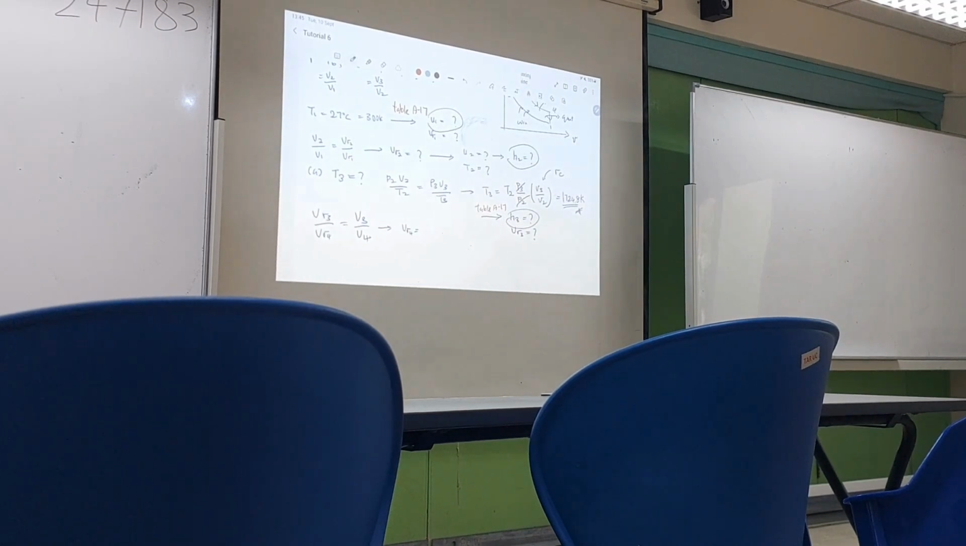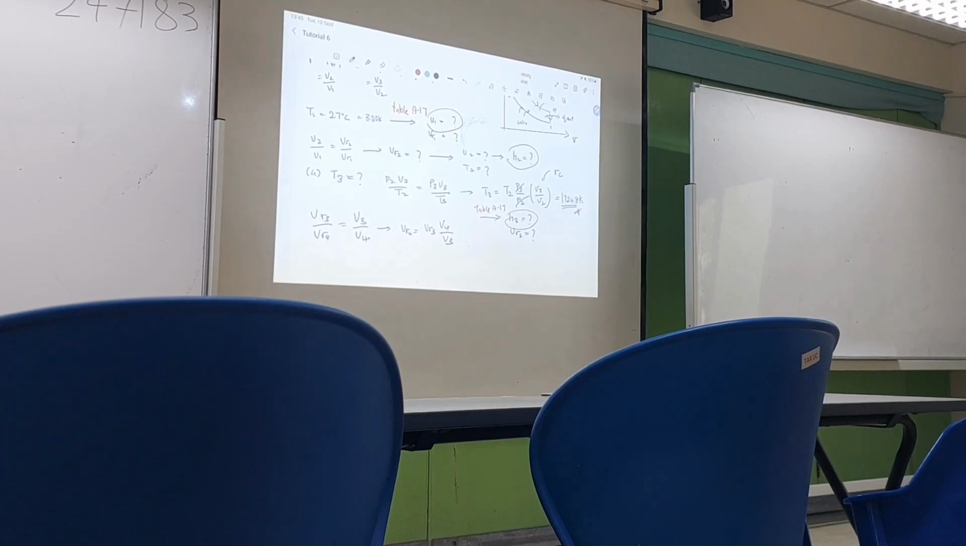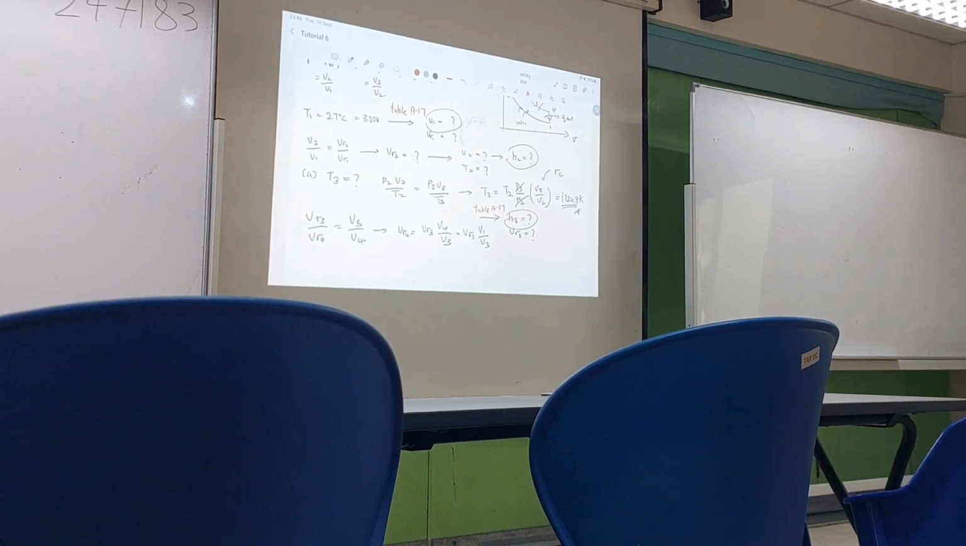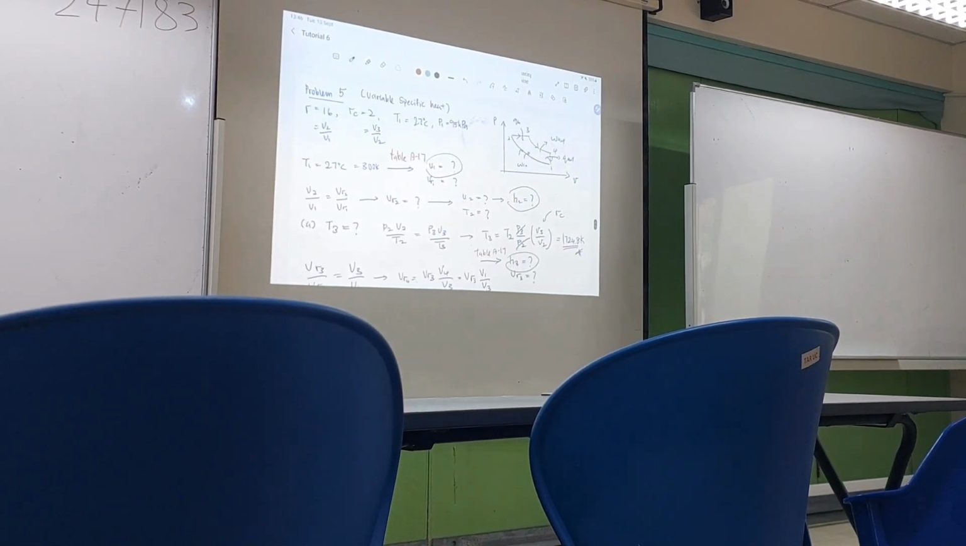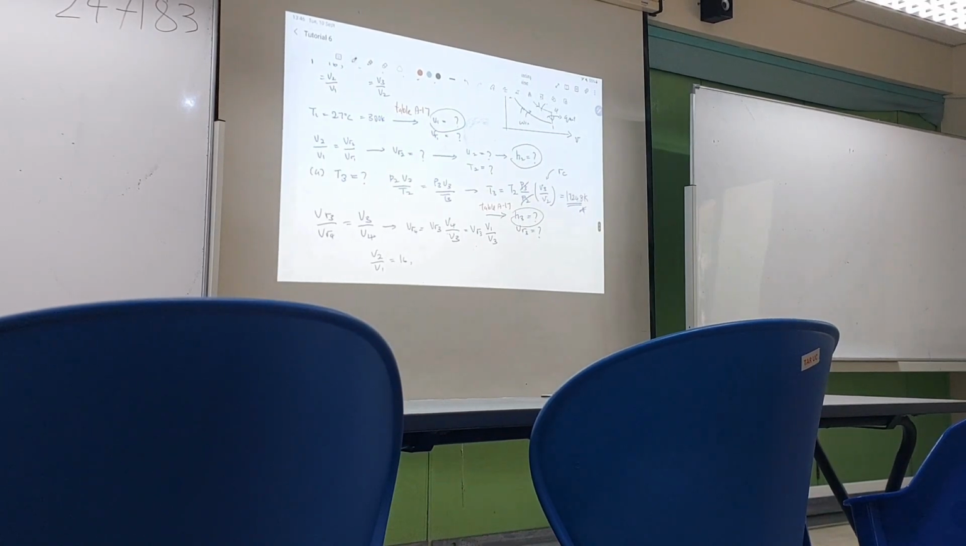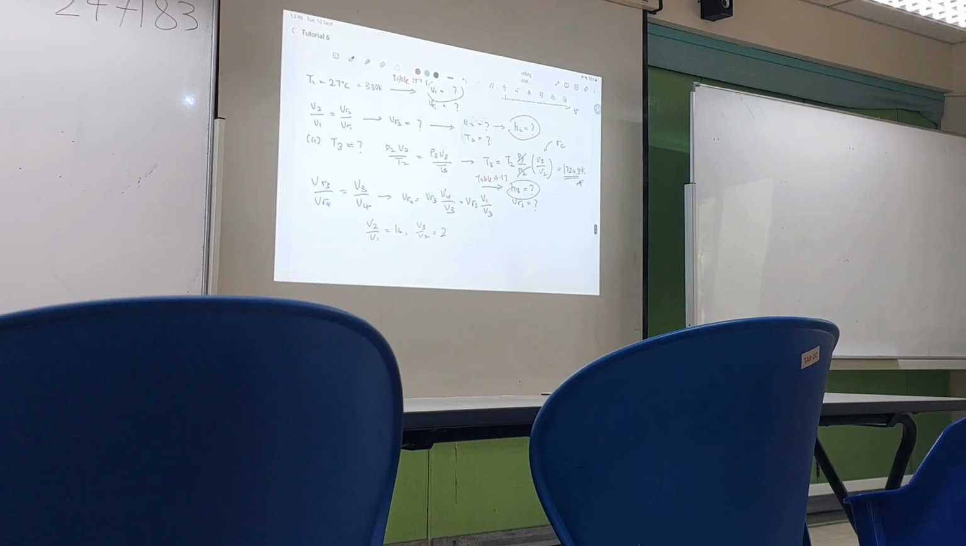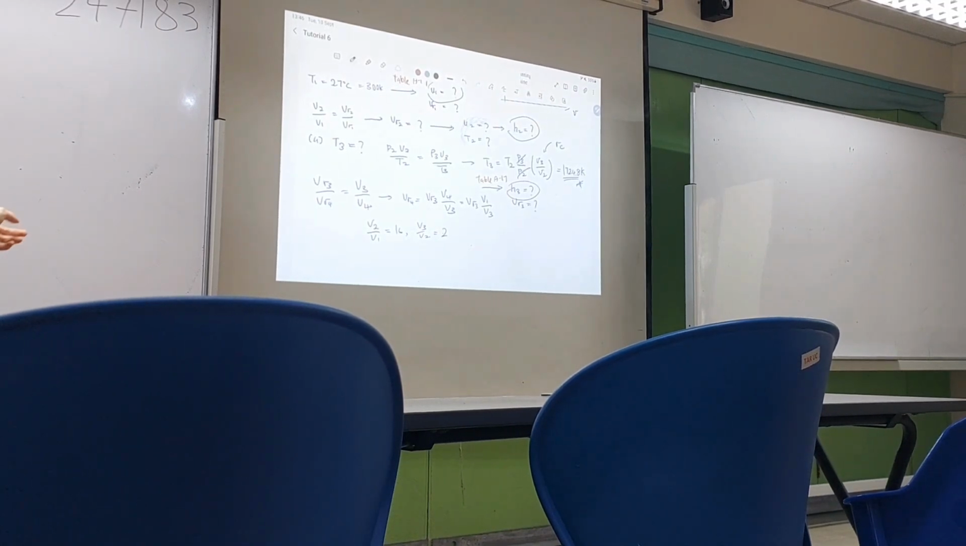So we move things around a bit: V4 over V3. And we know that V4 is V1, so we can change this to V1 over V3. Now we don't really have this ratio, right? What we have here is that V2 over V1 is 16. We also have V3 over V2 is 2. These are what we have. But we don't have V1 over V3.